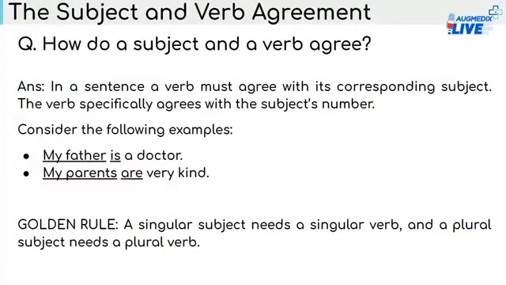The subject and verb agreement. What exactly is the subject and verb agreement? Or how do a subject and a verb agree? In a sentence, a verb must agree with its corresponding subject. The verb specifically agrees with the subject's number. Consider the following examples. My father is a doctor. My parents are very kind. Golden rule: a singular subject needs a singular verb, and a plural subject needs a plural verb.